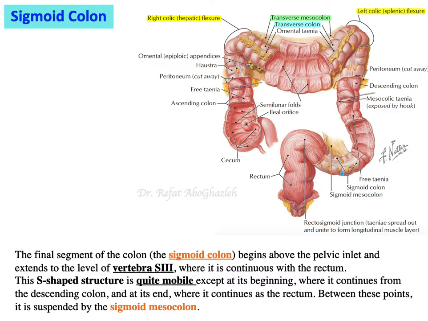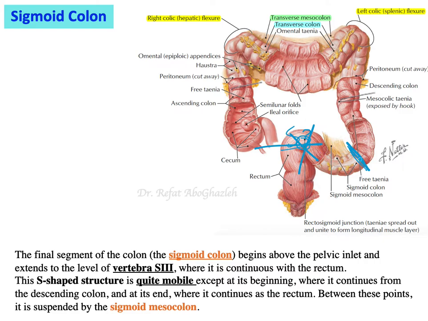That means it's an intraperitoneal structure. So this is the final segment of the colon, and look at it above the pelvic inlet. It extends from the beginning of the pelvic inlet up to S3, sacral vertebra number three. So this is the end of the sigmoid colon and the beginning of the rectum, and we call it the rectosigmoid junction. That means it extends from the pelvic inlet to the S3 vertebra.